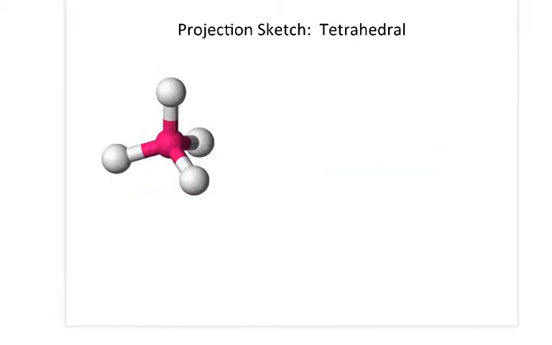All right, now we want to draw the projection sketch. So we'll come back to PF3 in a minute with its trigonal pyramidal molecular geometry. First, I'm just going to draw a projection sketch of a tetrahedral molecule that has 4 bonded atoms, something like methane, CH4. When I draw this, you can see that 2 of the atoms are in the same plane as the central atom. And so typically, when atoms are in the same plane, I just use straight lines to represent those bonds.